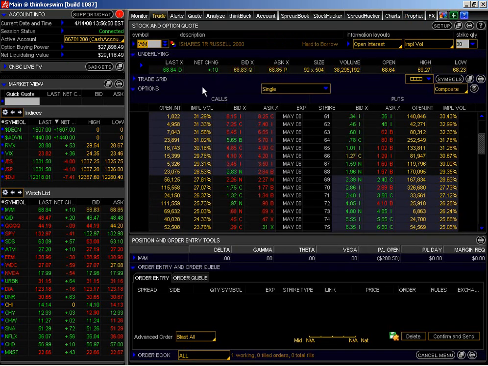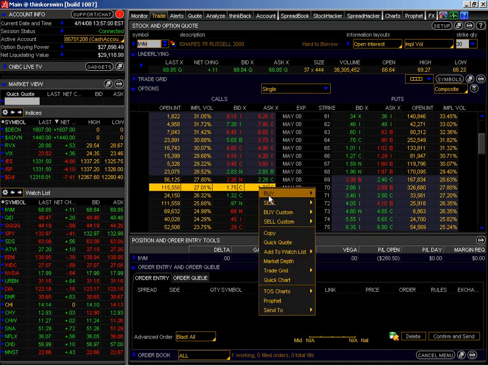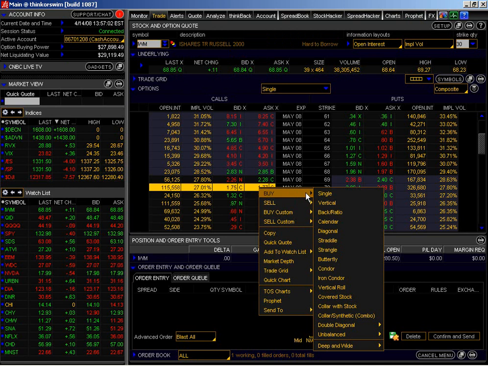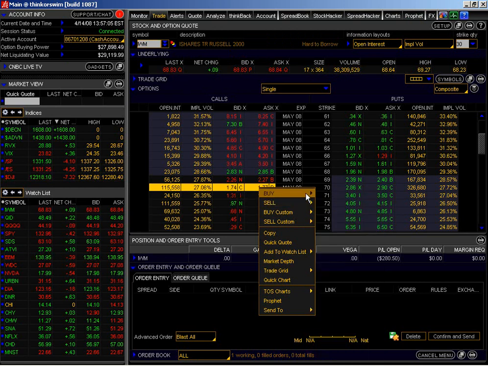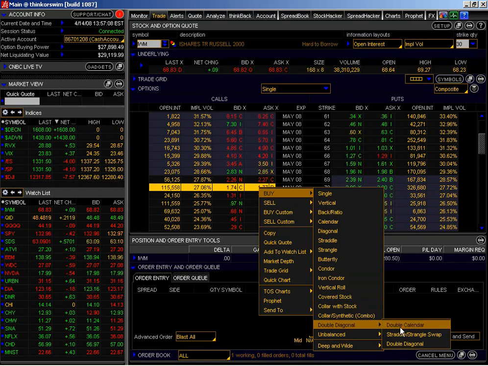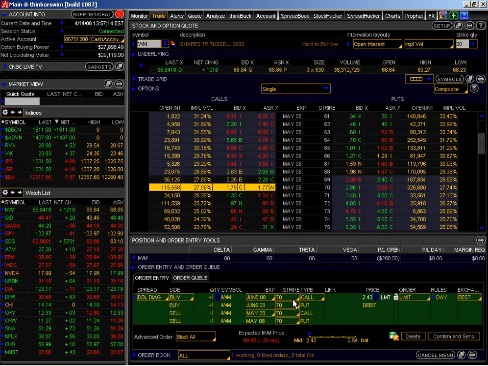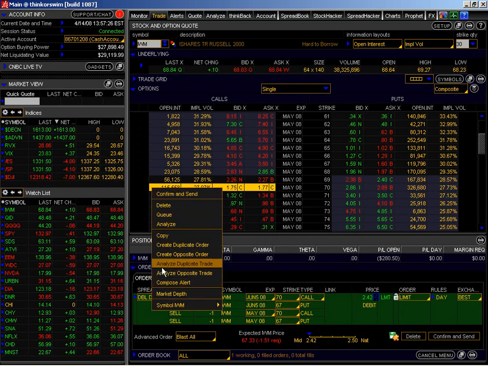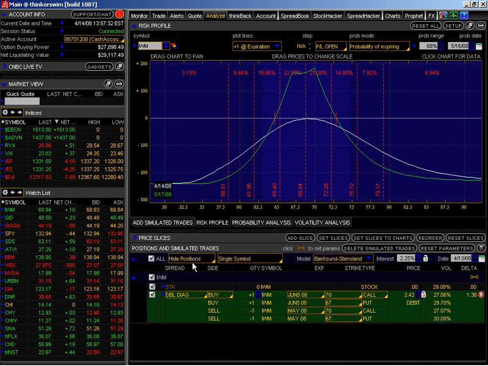I've got IWM already set up in our stock and option quote screen. And what we want to do is go into, let's pick the 70s first. And we want to buy, and we want to enter this as a single trade. So we're going to be buying the double calendar, so we have to click on double diagonal and then go over to double calendar. It's already set us up with the 70 calls. We want to select our puts. Let's go down to the 67 puts. It just gives us a few points on either side of the current market price. Then we're going to right click in this green area and analyze a duplicate trade.